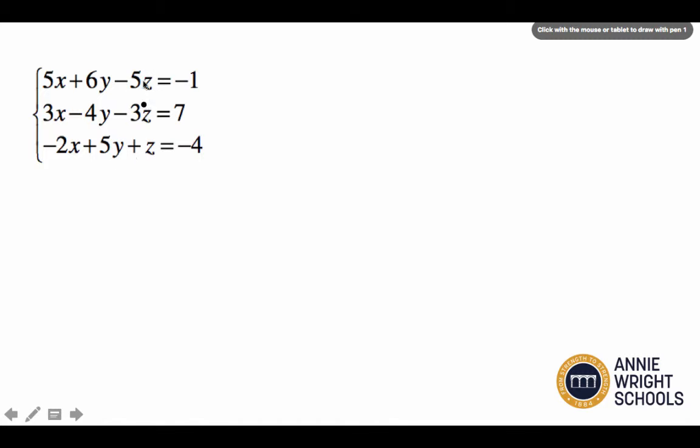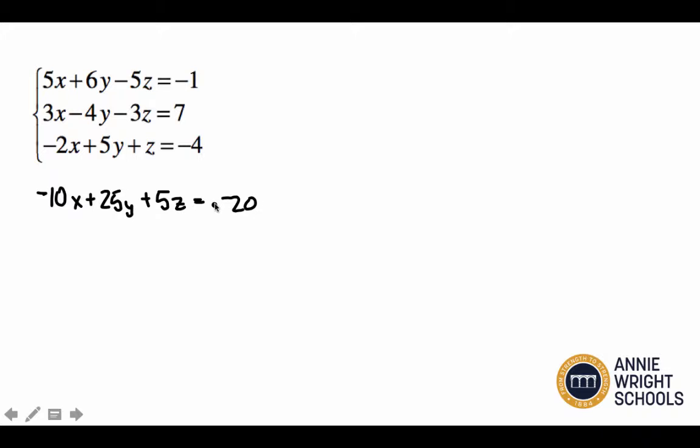You know what? I'm going to eliminate z again. And I know I've done that a couple times, but I got negative z's here and 1z. It's easy for me to multiply this by 3 or 5. So first thing I'm going to do is multiply equation 3 by 5. That's going to give me negative 10x plus 25y plus 5z equals negative 20. I'm now going to combine that with the first equation. When I do that, I end up getting negative 5x plus 31y, and that equals negative 21.